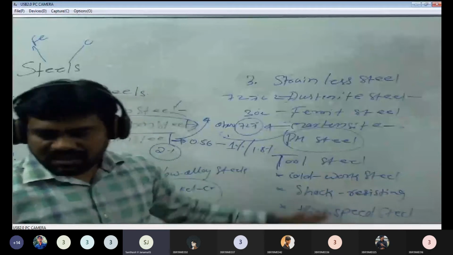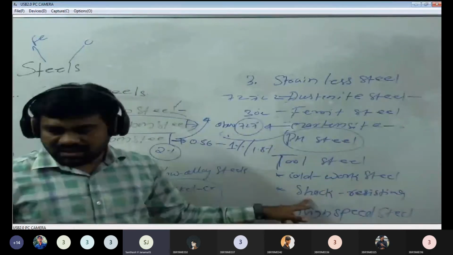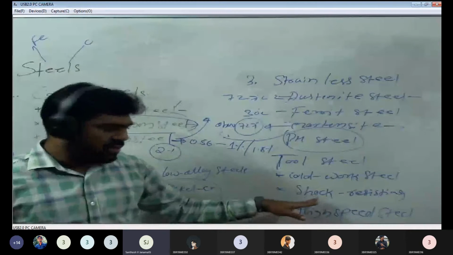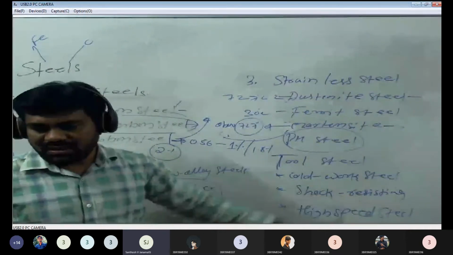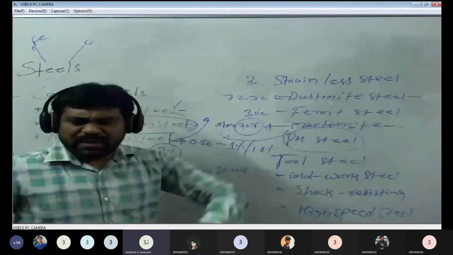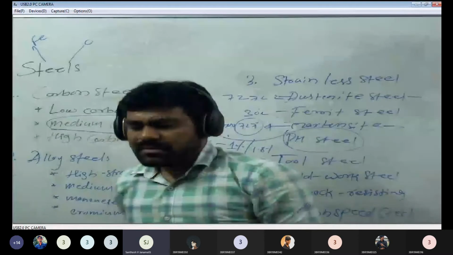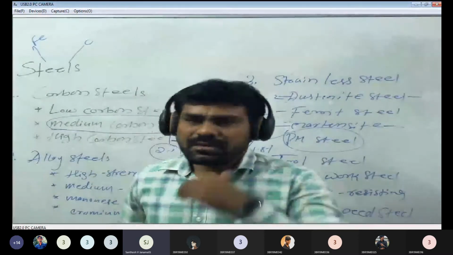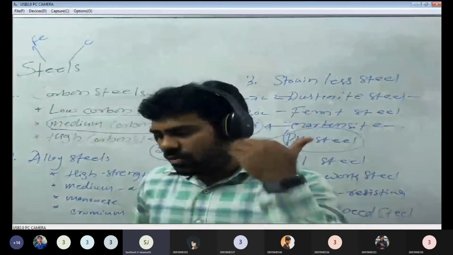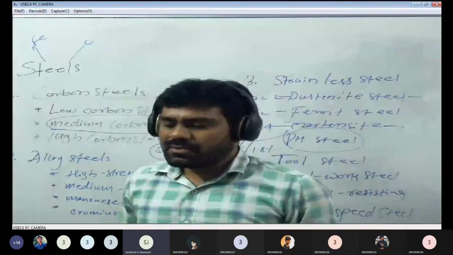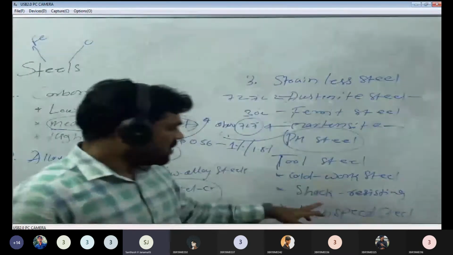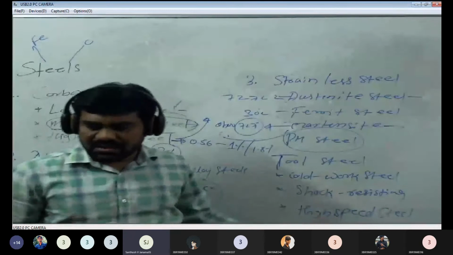Now the shock resisting steel. Some kinds of steels are there where we are adding tungsten alloy into that steel. Shock resisting steel: immediately you can apply the load, immediately the temperature will increase, sudden shock, maybe in terms of temperature or pressure, nothing will happen to that kind of steel. Those are called shock resisting steels.